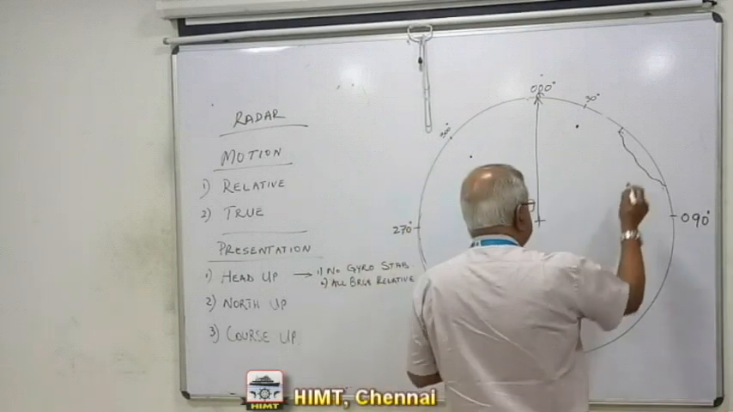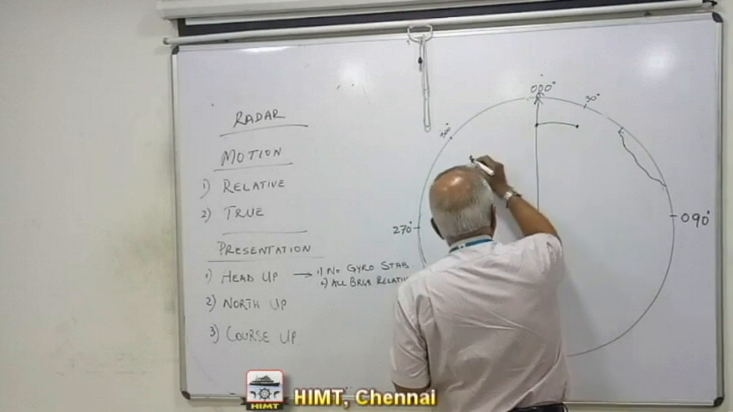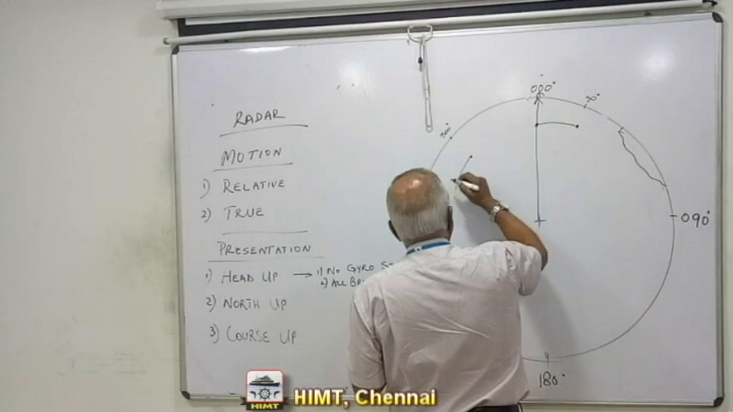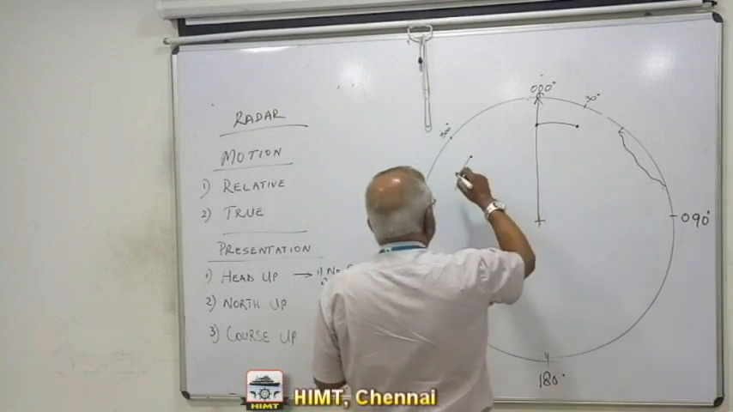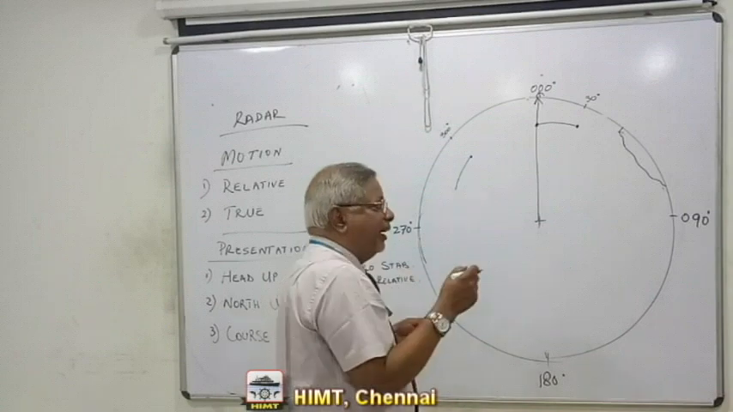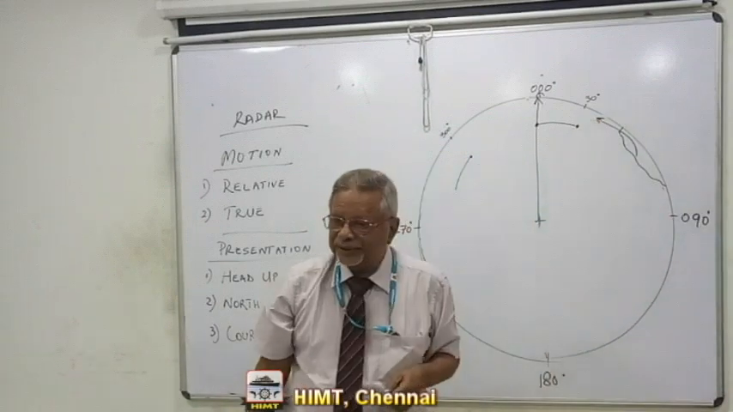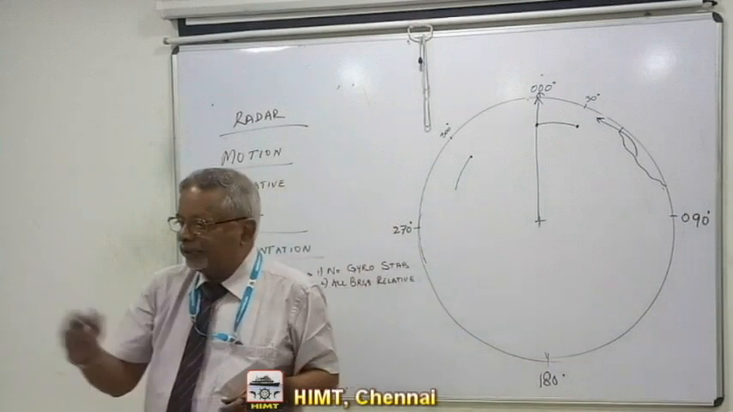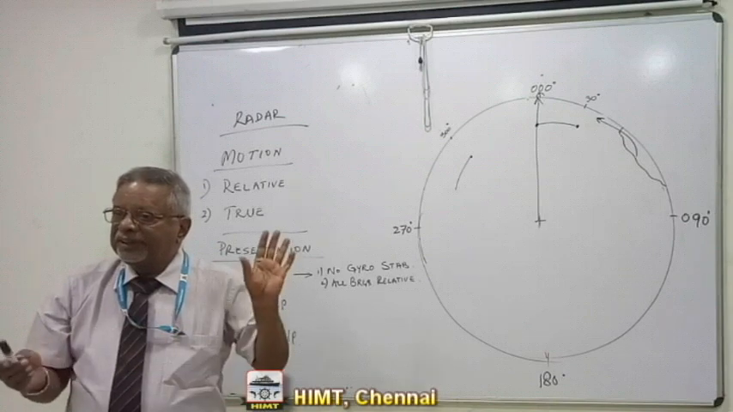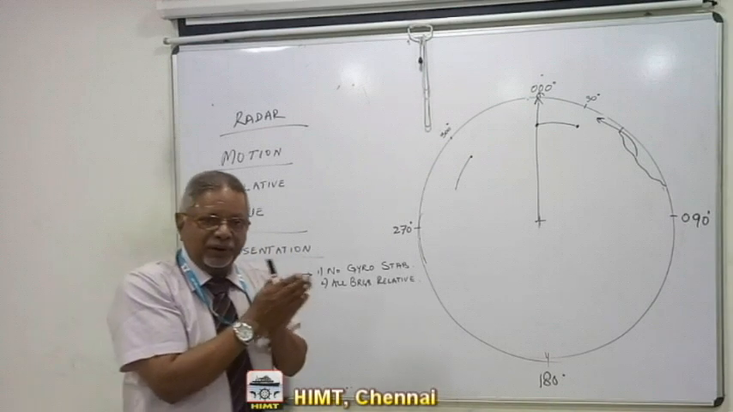Now how is your picture going to shift? If I altered 30 degrees, this target will come here; it will shift from 300 and become 270. And this landmass will also shift 30 degrees to port, since I have altered 30 degrees to starboard. So this is where your picture will shift, and your heading marker will remain stationary.